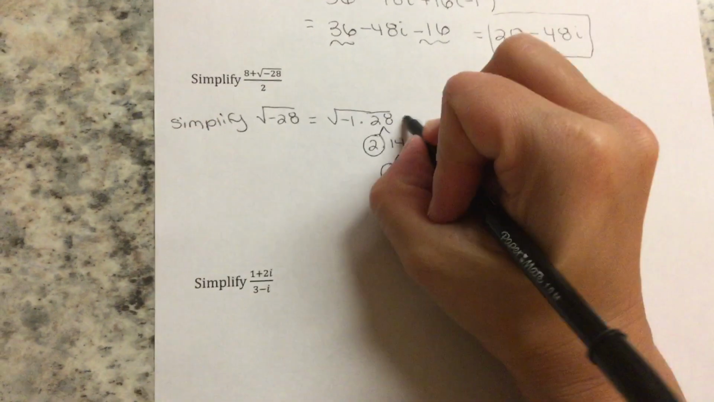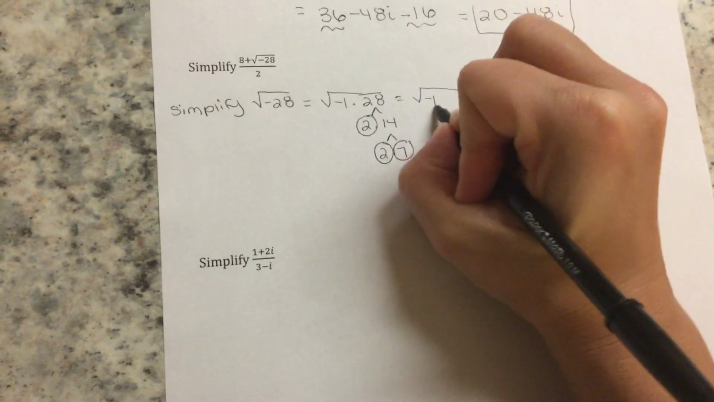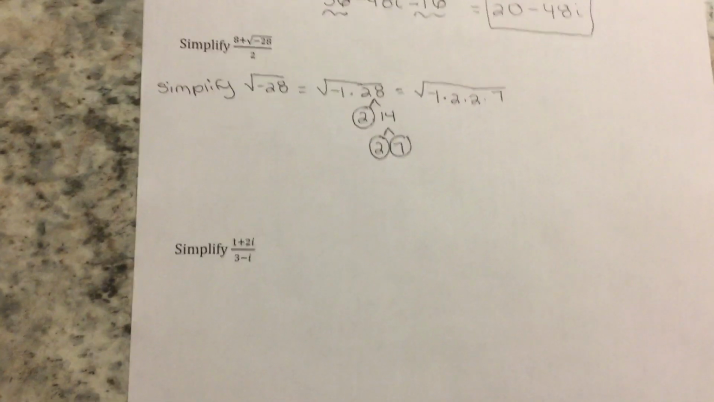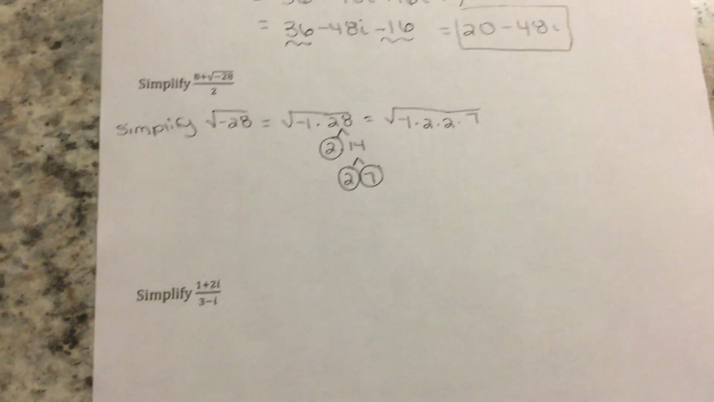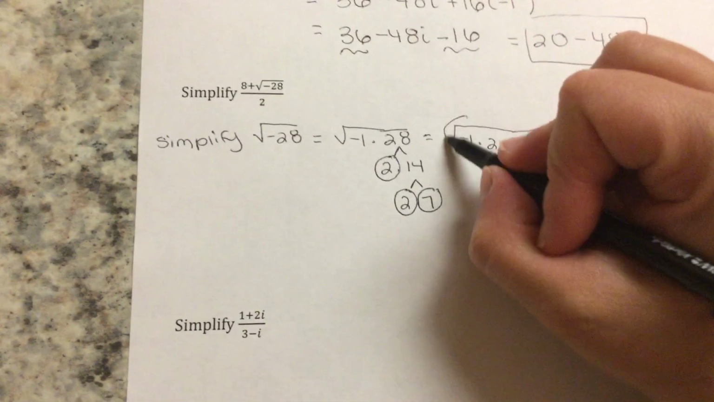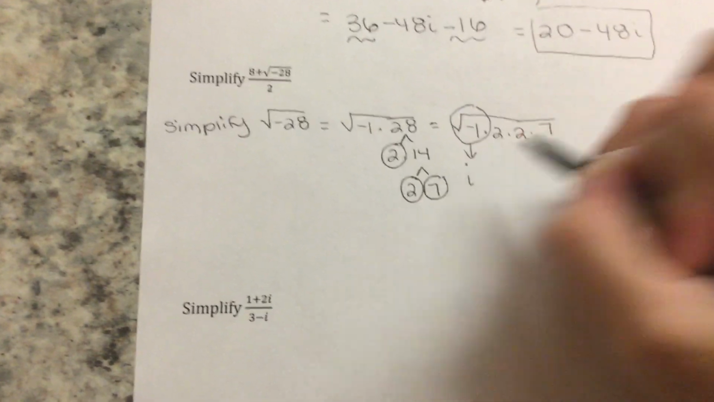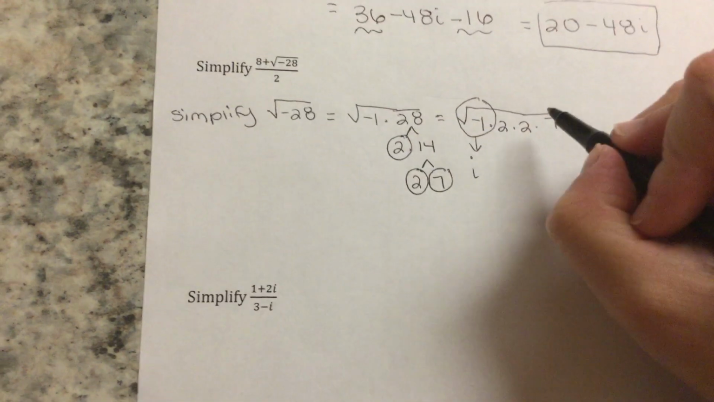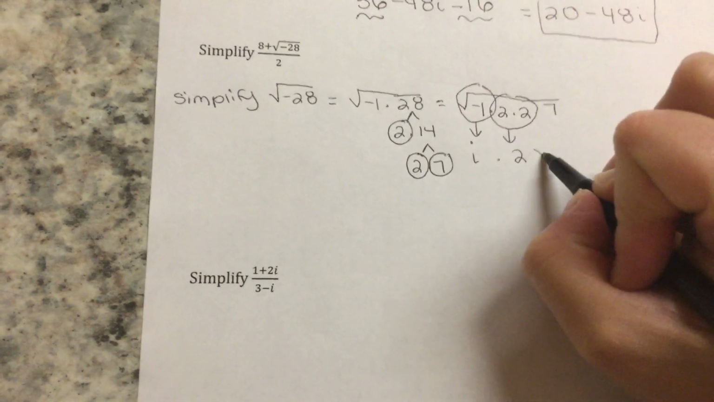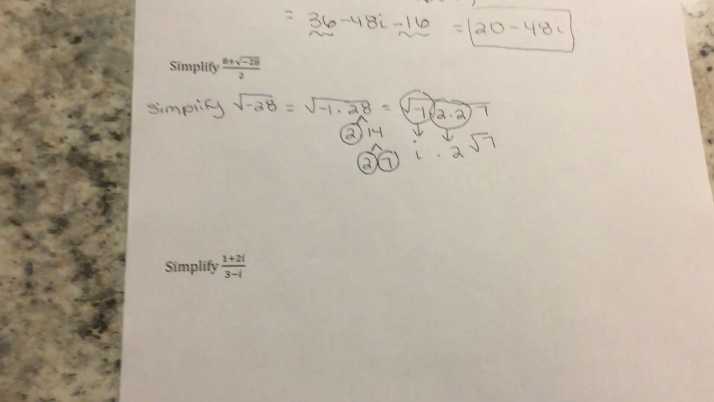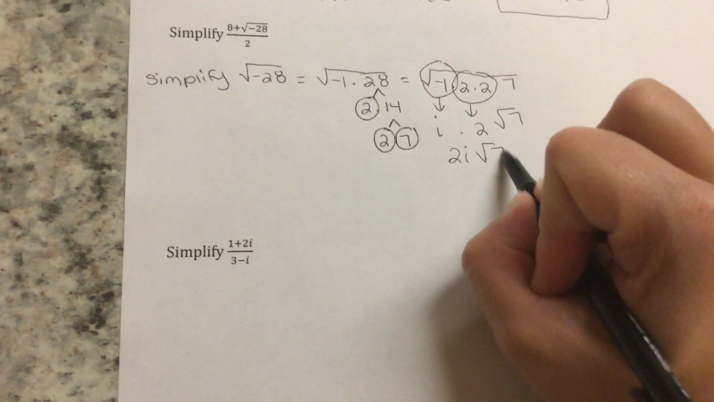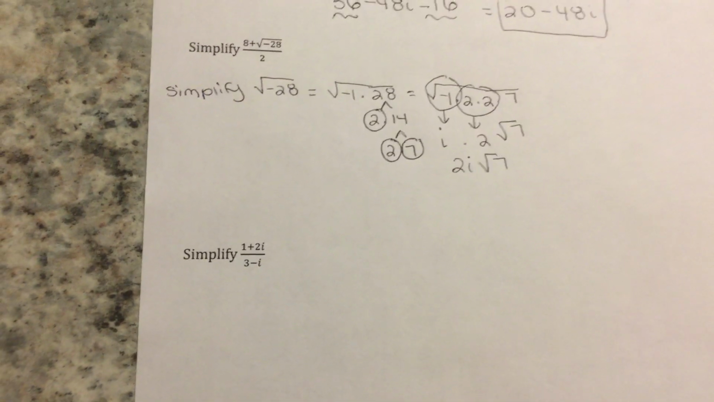So underneath my radical, I really have the square root of negative 1 times 2 times 7. If you multiply that all together, it'll still give you negative 28. We just broke it up so that way we can take out everything we need to. So I have the square root of negative 1, which we know is i. It's a square root, so I'm looking for 2 of a kind. So these 2 2's are coming out, and that 7's left underneath the radical. So the square root of negative 28 simplifies to 2i square root of 7.